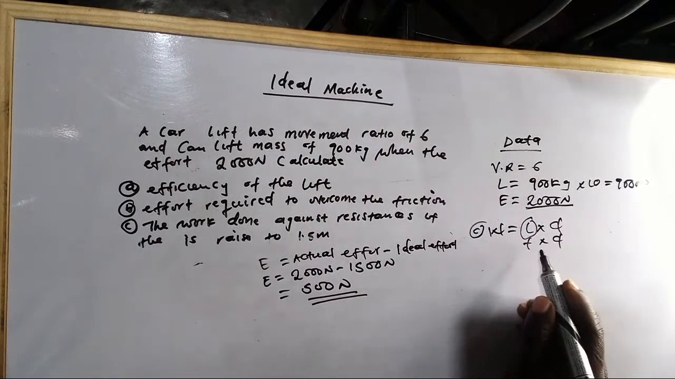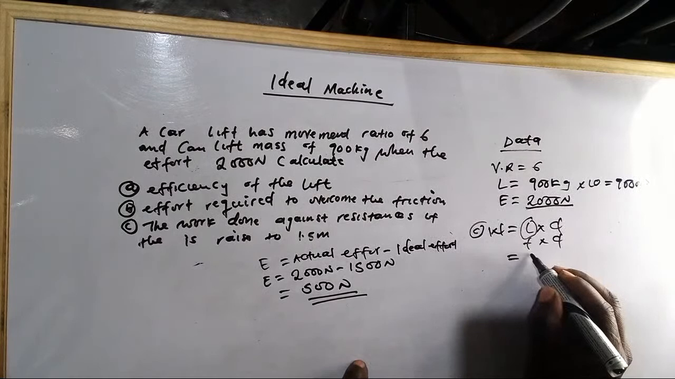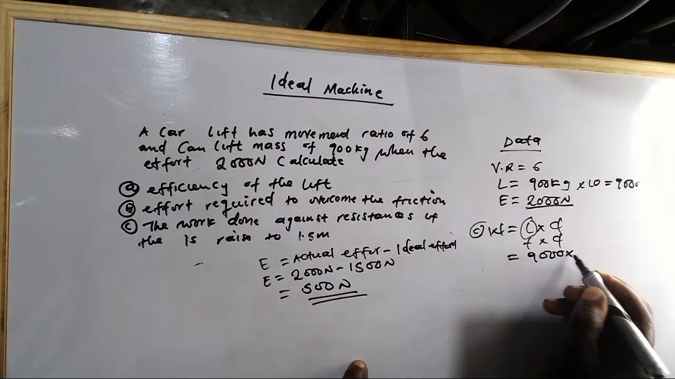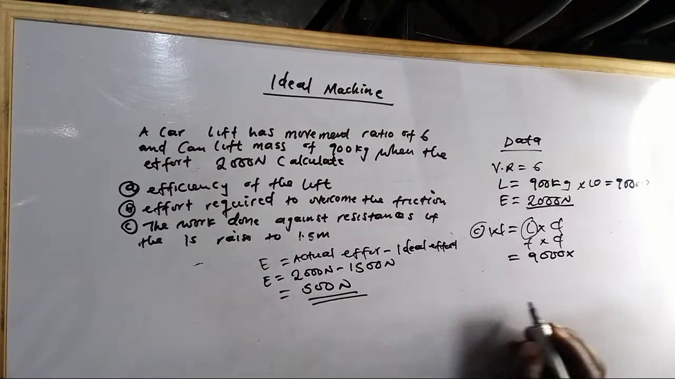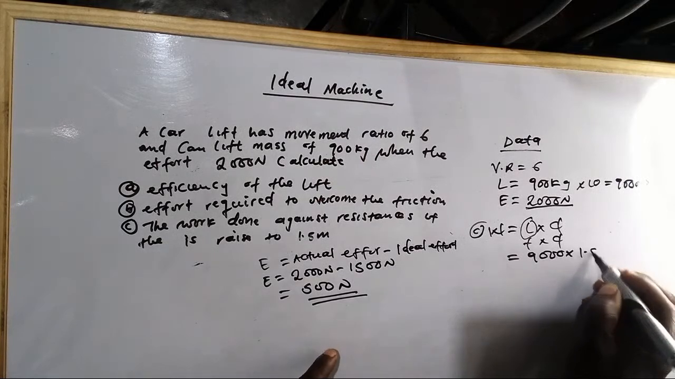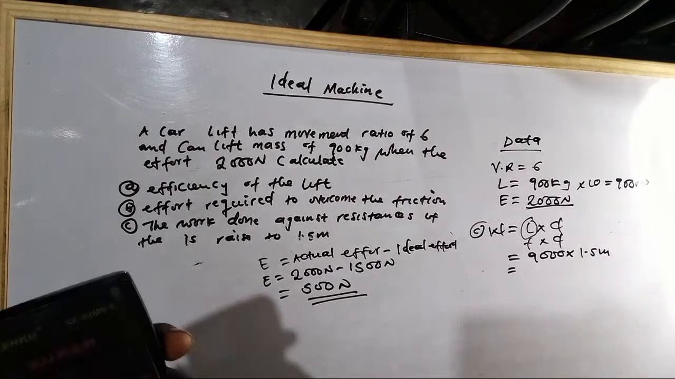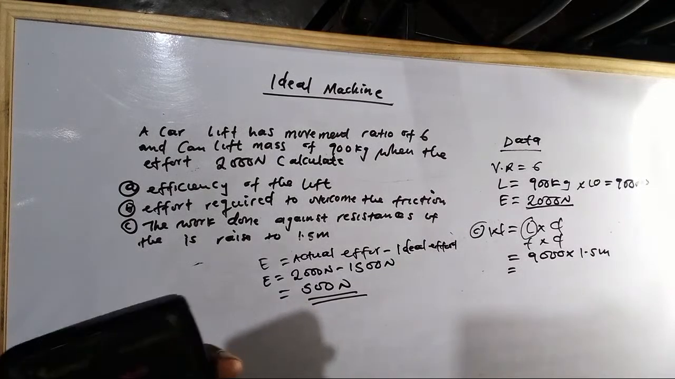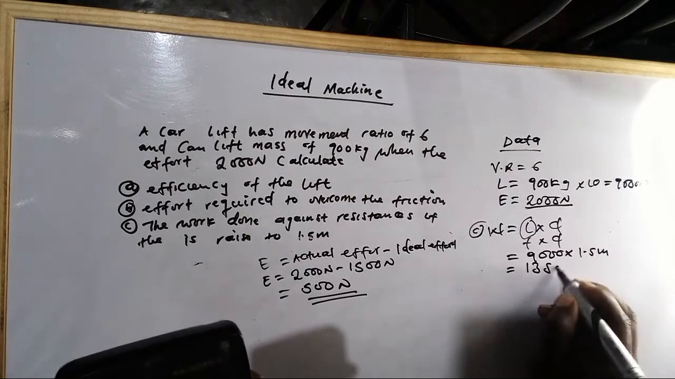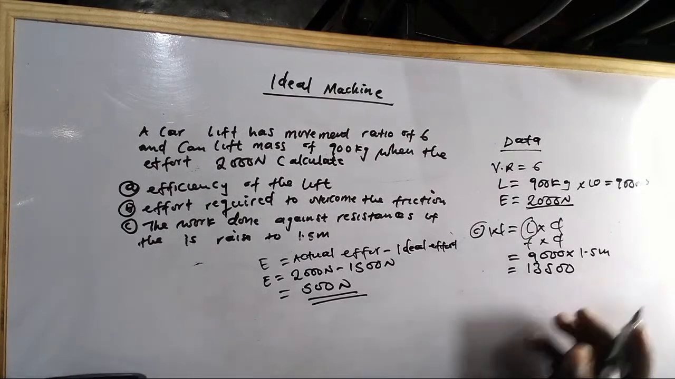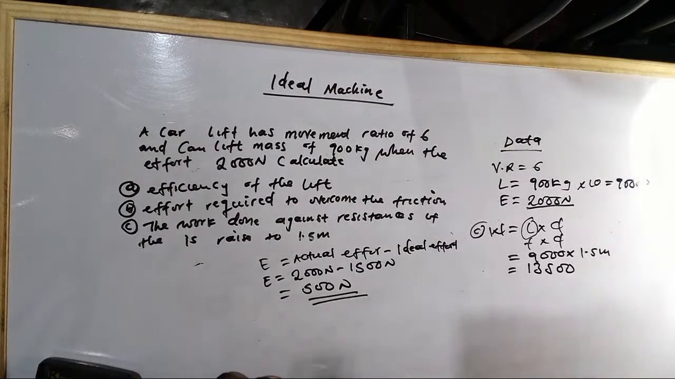So what you do, the load we have found is 9,000, which we are going to multiply by 1.5 meters, because there is a raise of 1.5 meters of this machine. Now let's find the answer. 9,000 times 1.5, you are going to have 13,500. This is the work done.